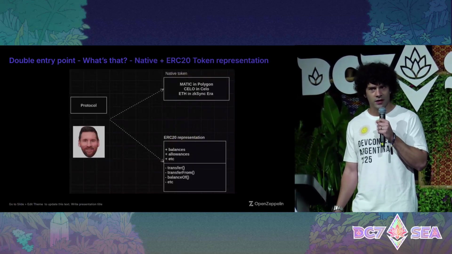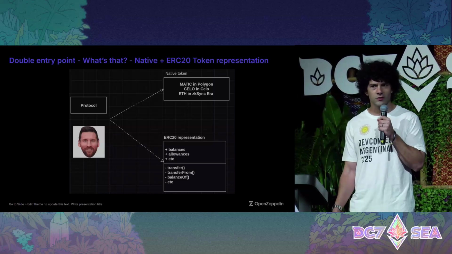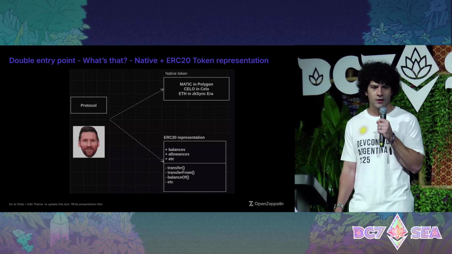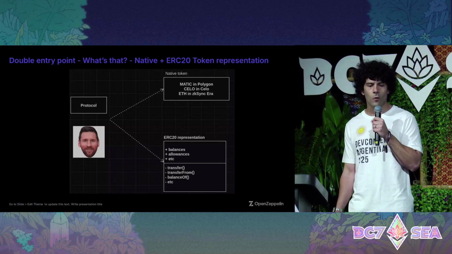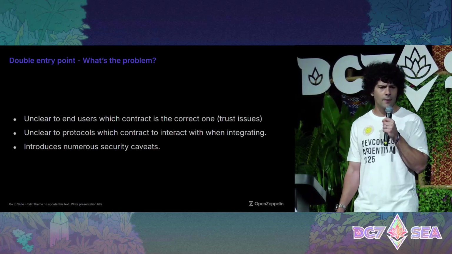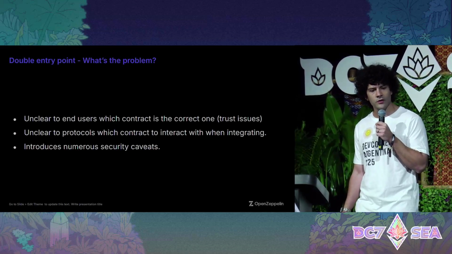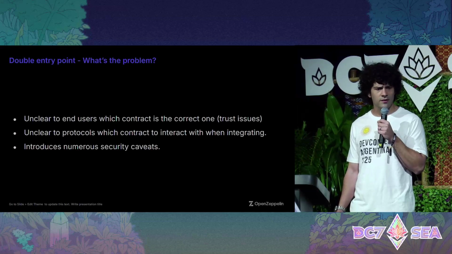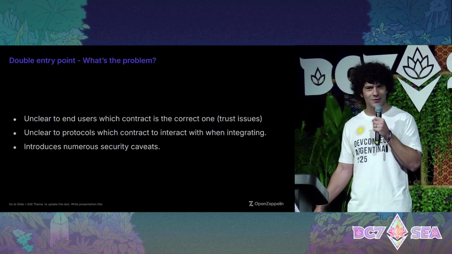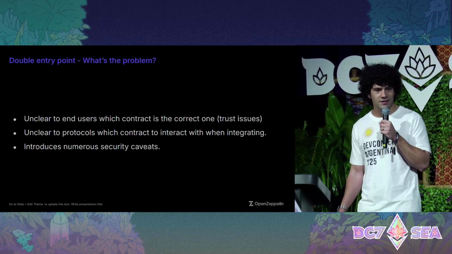And also protocols can talk to these double entry points. So not only users, but also protocols, but also tokens. Basically anything that can interact with an address can interact with a contract that can have more than one entry point. This can have a couple of problems, which are unclear to end users which contract they should be talking to, unclear to protocols which contracts they should be interacting with when they're integrating, based on the fact that basically all smart contracts are interacting with other smart contracts all the time, and that introduces security caveats that we're going to see now with some examples.